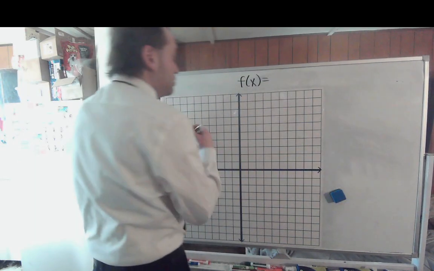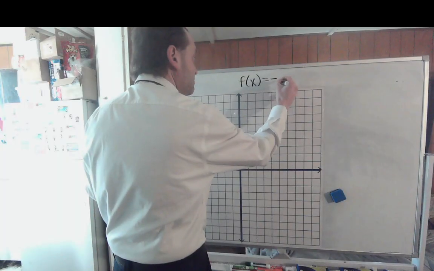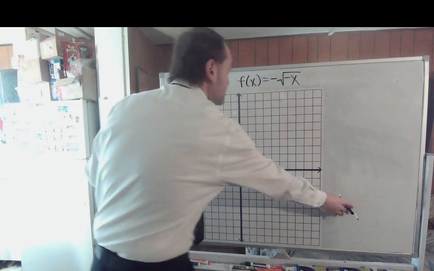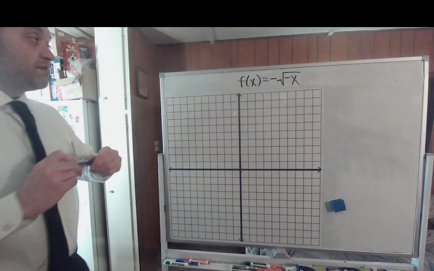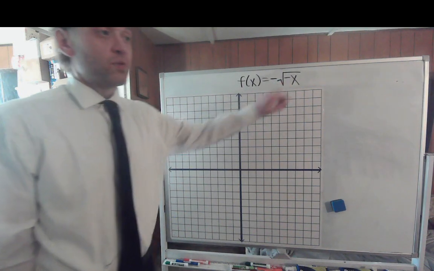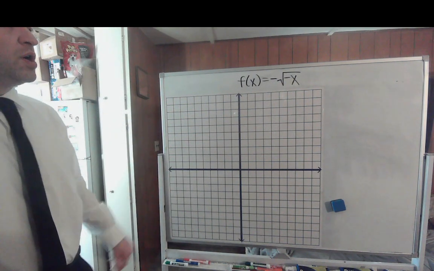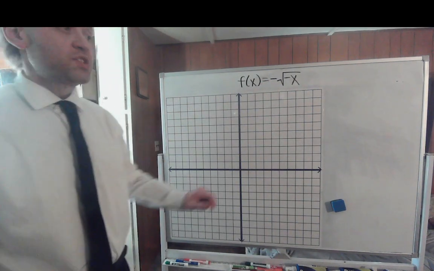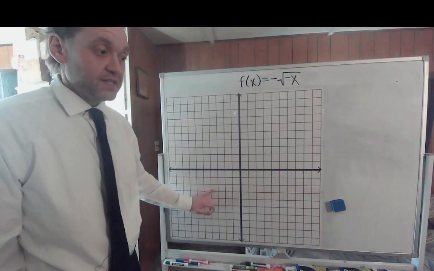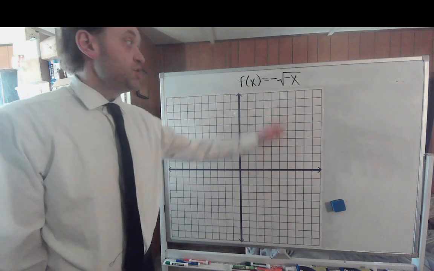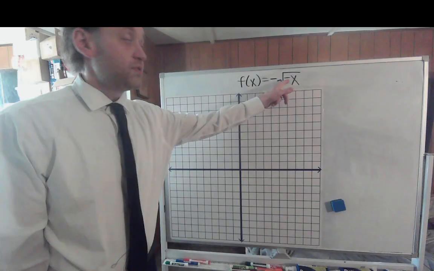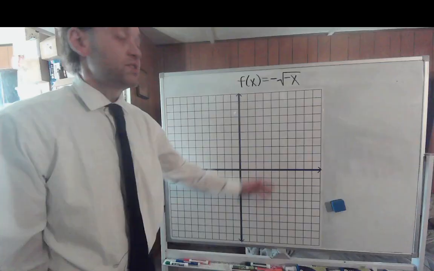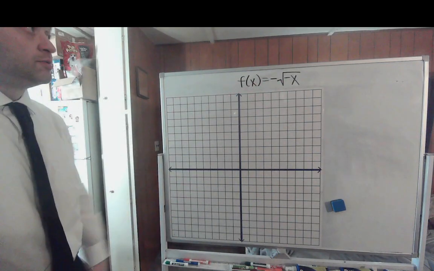And one last one. Let's take f of x equals negative of the square root of negative x. So we're going to have two reflections. We have a sign outside of the square root operator, which means it's going to reflect in the x-axis, use that as a mirror, and you have one inside of the square root operator, which would also reflect in the y-axis. So you have a double reflection.